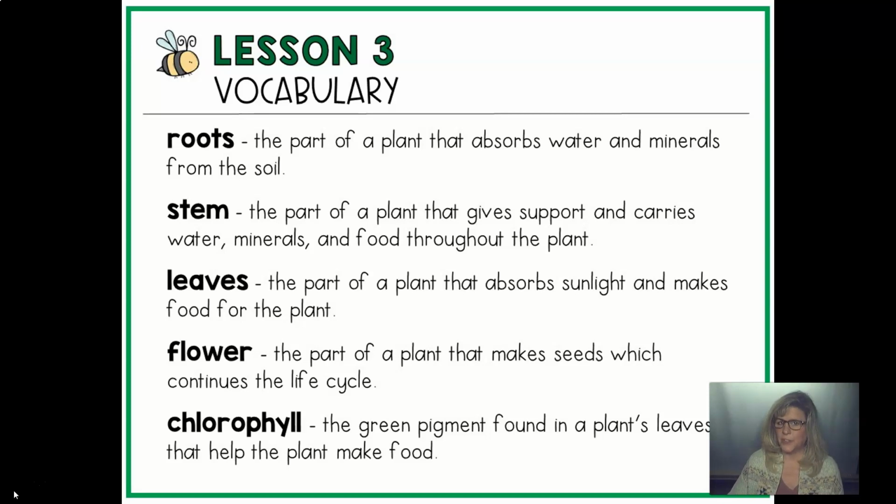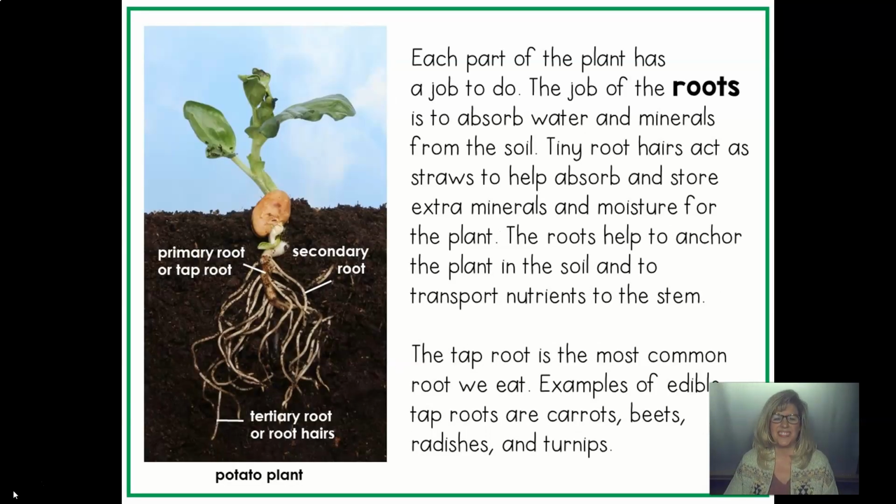Oh, here's another fun word, chlorophyll. That is the green pigment found in a plant's leaves, and it helps to make the plant food. And we'll learn a lot about that coming up. Each part of the plant has a job to do, and each job is equally important.